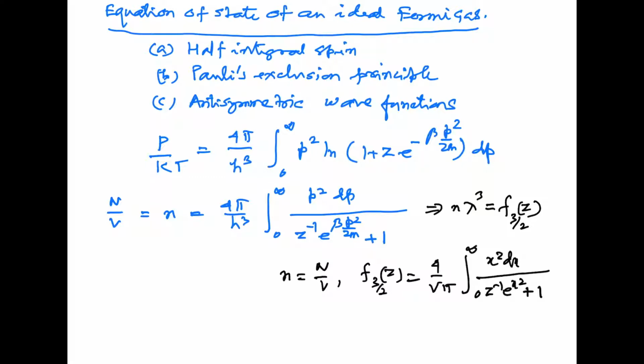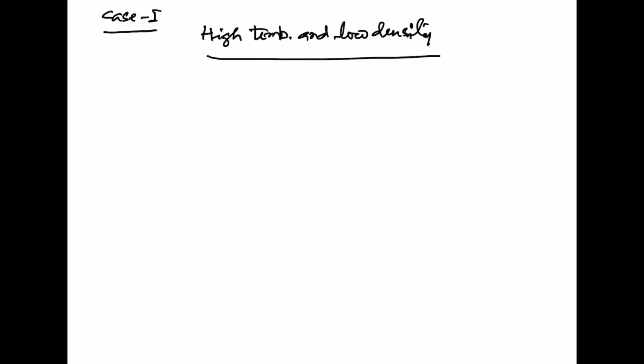We shall consider two special cases one by one. First case is when we have the gas at high temperature and low particle density. So T is high and n, small n, is lower, which means the condition is that n lambda cube is very small compared to 1.